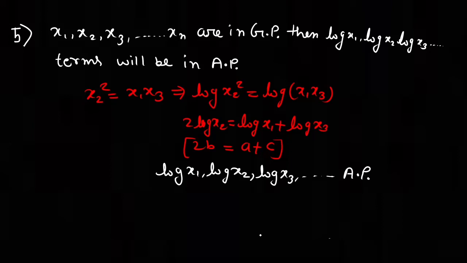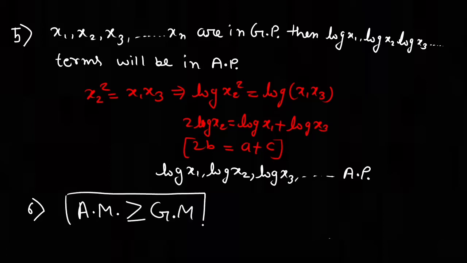So this was the second last property, sorry, because I just remembered another property, that is arithmetic mean is always greater than or equal to geometric mean. This is the most important property from your exam point of view, because many questions were asked in many exams. So now we'll do some questions on that.